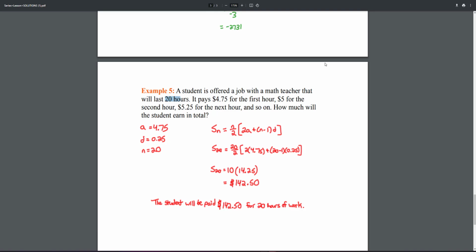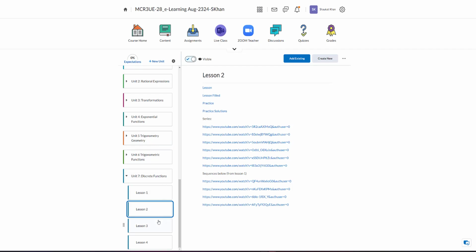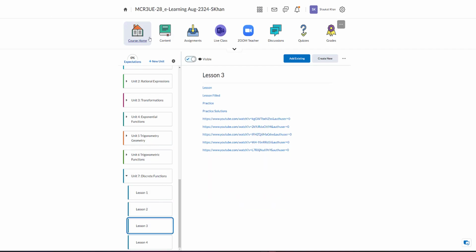I don't know, let's read it. 12 cents or 13 cents. If you're rounding up, $7.13. It's not bad actually, considering you're starting at $4.75. So yeah, the teacher could just from the beginning be paying $7.13.